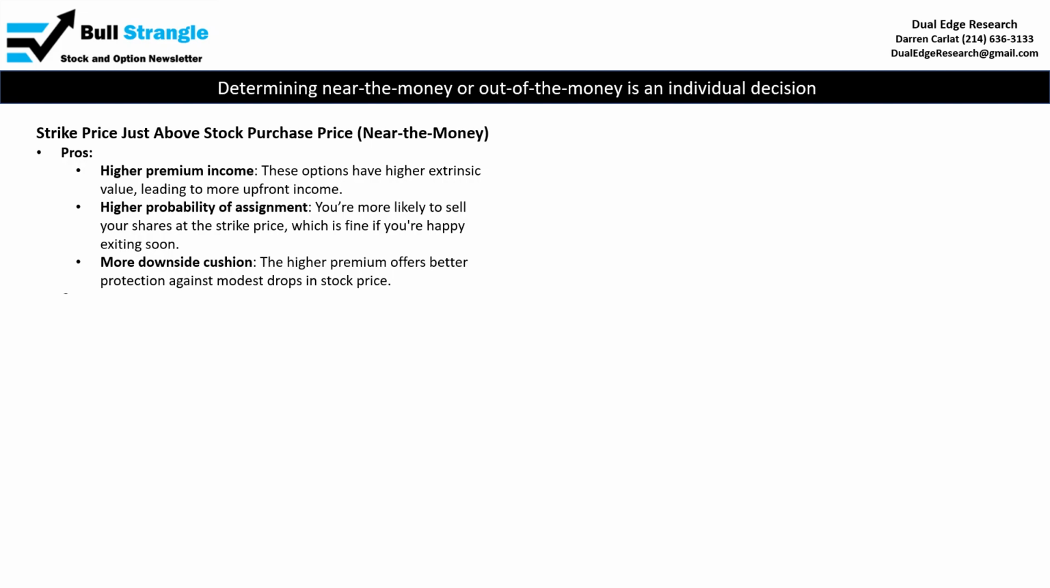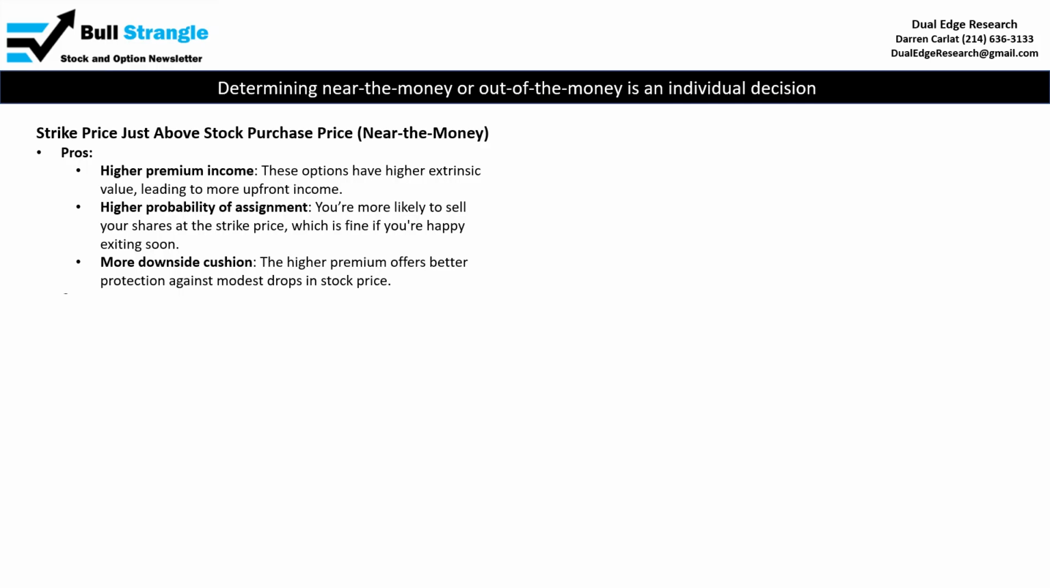So let's start by talking about setting the strike price near the money. The pros to this is that you are going to collect a higher premium income because these options have higher extrinsic value, which again, I'm calling the time value, leading to more upfront income. They also have a higher probability of assignment.